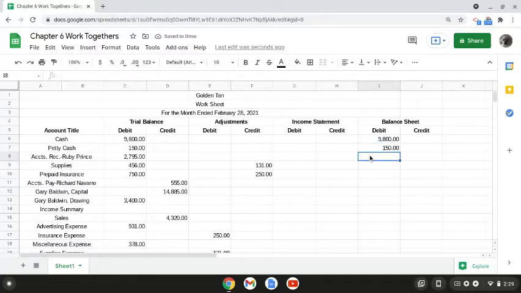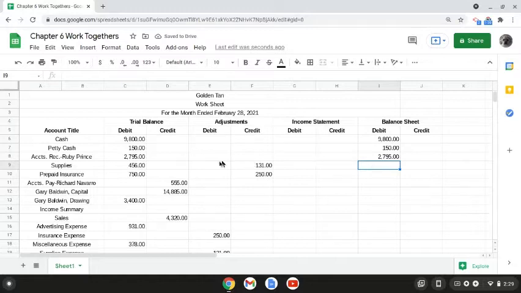Next is going to be accounts receivable, Ruby Prince. This account was recorded in the trial balance debit column as an amount of $2,795. So we are going to transfer that number over to the balance sheet debit column.